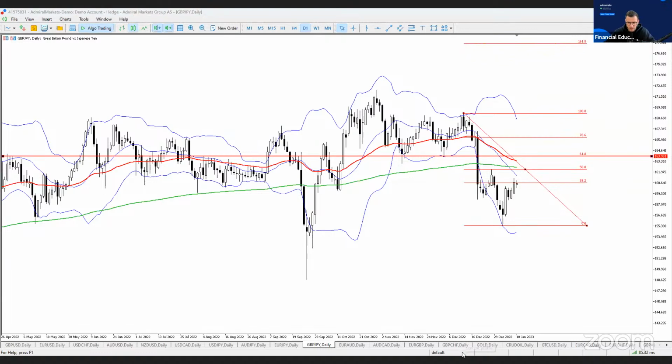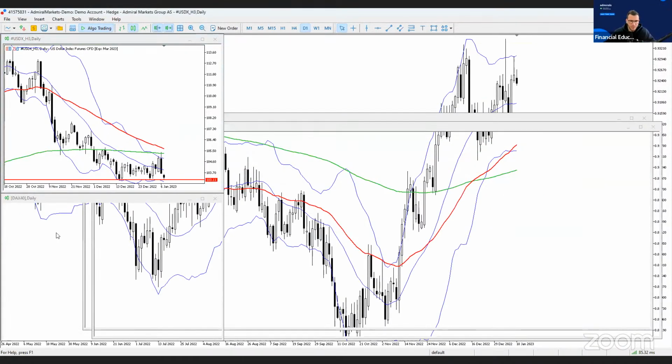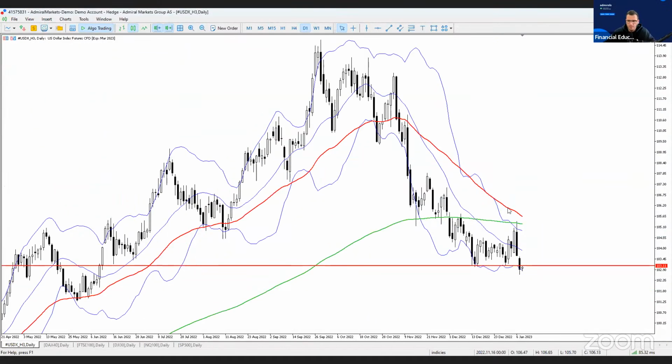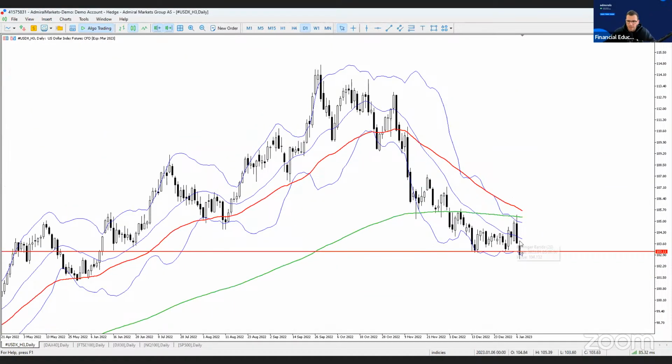Let's start with the dollar index as usual. Yesterday we said that for the day we're going to try to sell the dollar, and during the live it was an opportunity that I talked about.